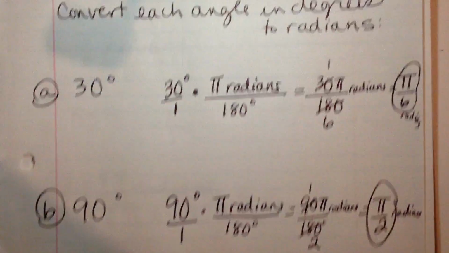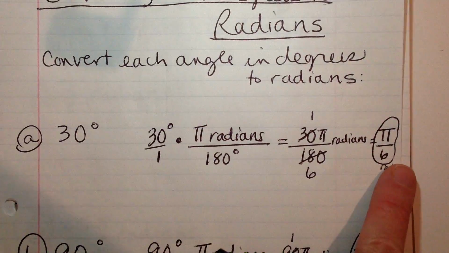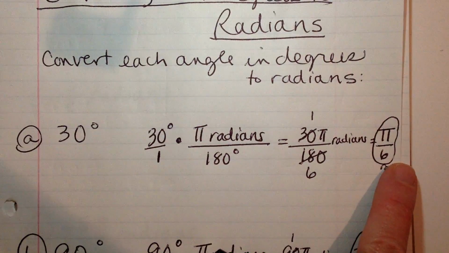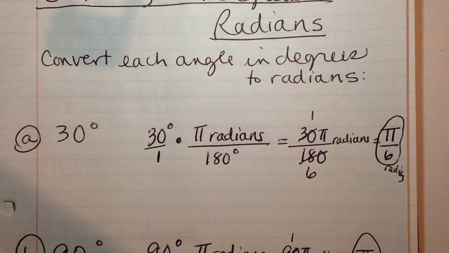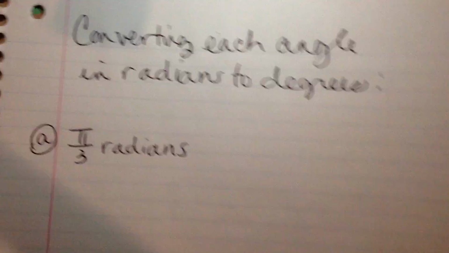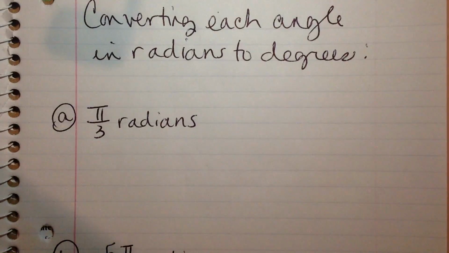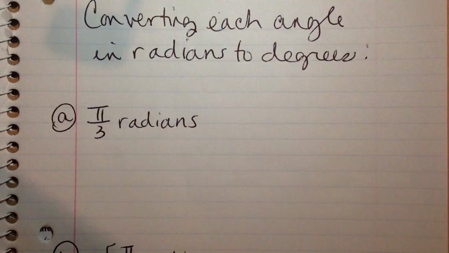So here we have converted from degrees to radians by multiplying the degrees by pi radians divided by 180. Next, let's convert each angle in radians to degrees. So this time we're in radians. You can tell when you're in radians by you having pi. Pi tells you that if you have pi, you're not in degrees.